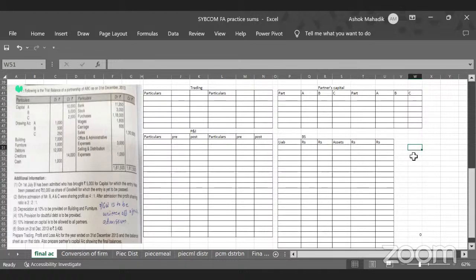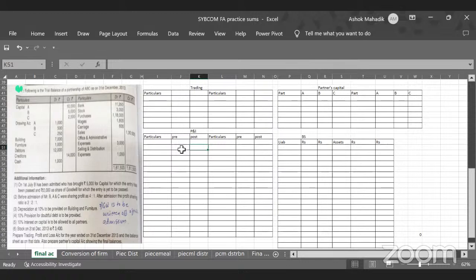Okay, once again I'll repeat: if a new partner is admitted during the year, then we have to have these 2 columns in your P&L account. One is pre-column and second is post-column. That is pre-admission column and post-admission column. Because of this, we have to bifurcate all the expenses into 2 parts. Okay, that is how much portion of expense belongs to pre-admission and how much belongs to post-admission. I hope this is clear.